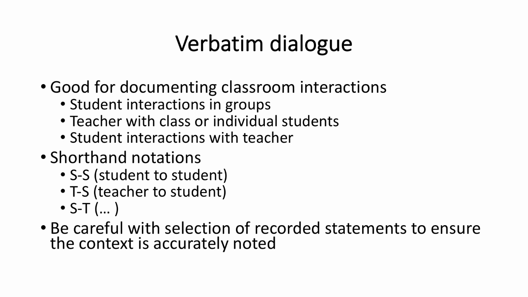When recording verbatim dialogue, you can use shorthand notations, such as student to student, SS, teacher to student, TS, or student to teacher, ST. I find whatever worked for you in college when you took notes can work for you during an observation. Maybe column methods or just straight notes works best for you. Be careful with the selection of recorded statements to ensure the context is exactly noted and accurately noted. This is why it is important to be an active observer. Walk around the room, resituate yourself in groups, or near where the teacher has relocated.